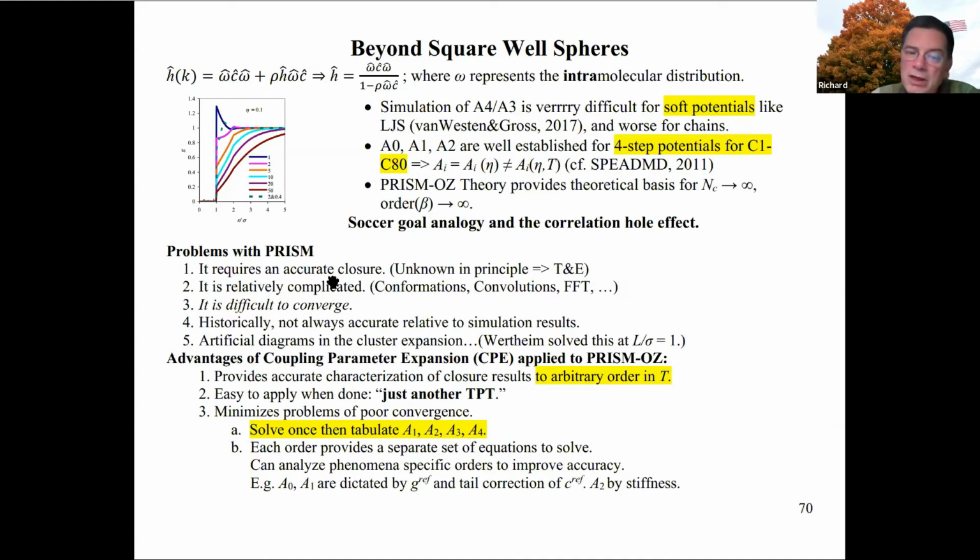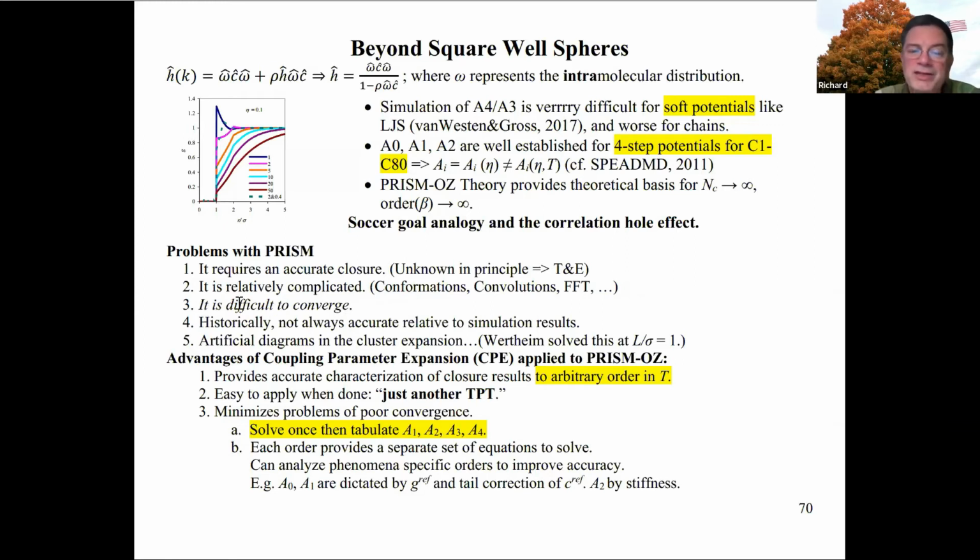So there are some problems, though, with using this PRISM theory. You've got to get the closure right, and a priori, you don't really know how to do that. And so you've got to go through some kind of trial and error process. And what are you going to compare to? You've got to have some simulation results. This is why I got away from PRISM for a while: I didn't have enough simulation results to compare to. Well, 20 years later, now we do. And it's relatively complicated. You've got to know about Fourier transforms and convolutions. Hey, but we talked about that last week. Everybody knows that now, right? So that's not a problem anymore.